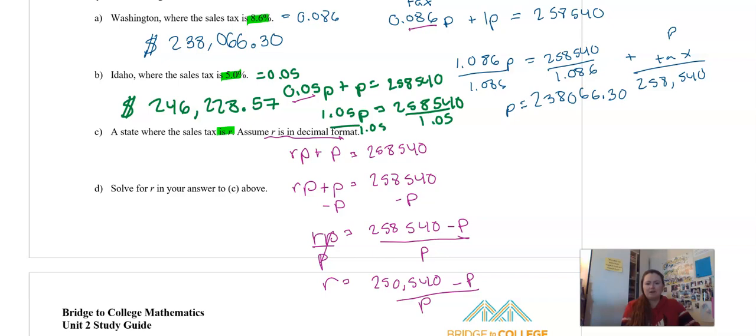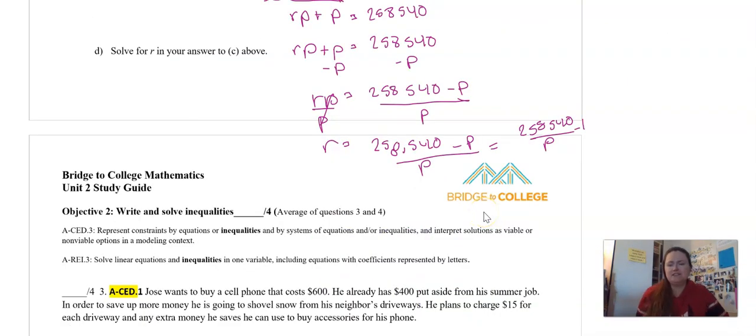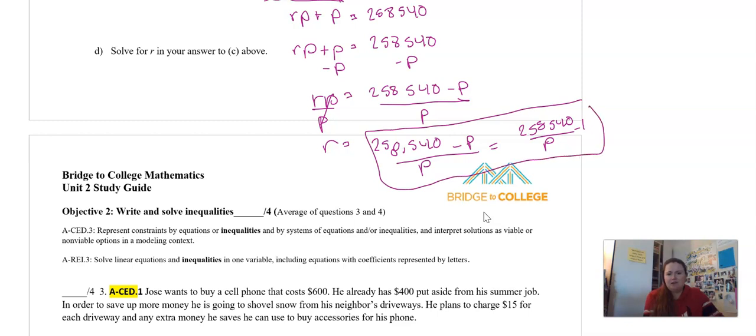If you want to write your answer as 258,540 over P minus 1, you could also do that. Whichever makes more sense to you, I would mark either one correct. So you could have (258,540 minus P) over P, or 258,540 over P minus 1. Whichever seems more simplified to you.